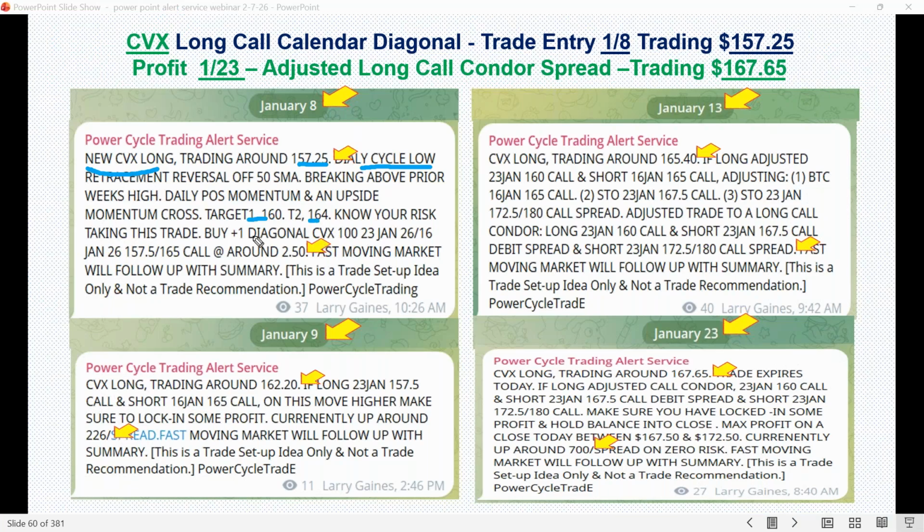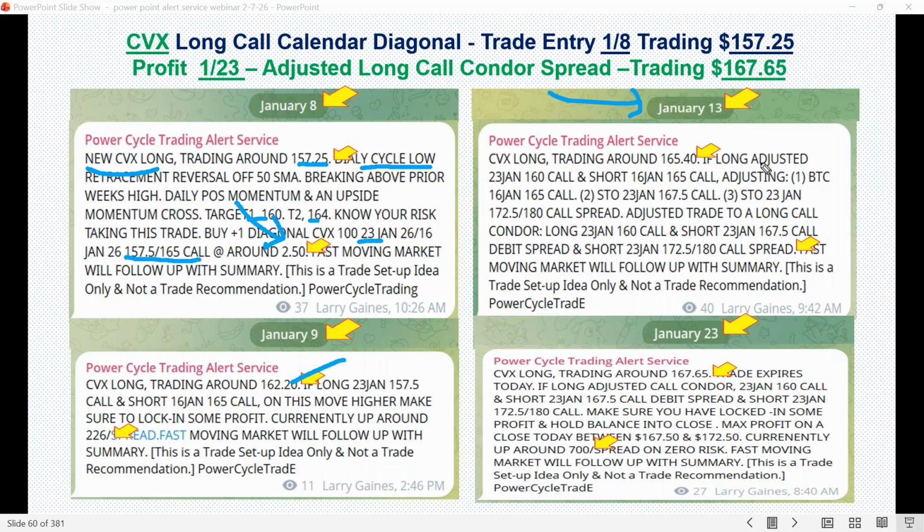Original trade was doing a diagonal long the 23 Jan, short the 16 Jan, 157 at 165 at 2.50. That was on the 8th. On the 9th, we did a move up. It was now trading at 162.60. So the trade was up $226 per spread. Then we did an adjustment here I sent out on the 13th.